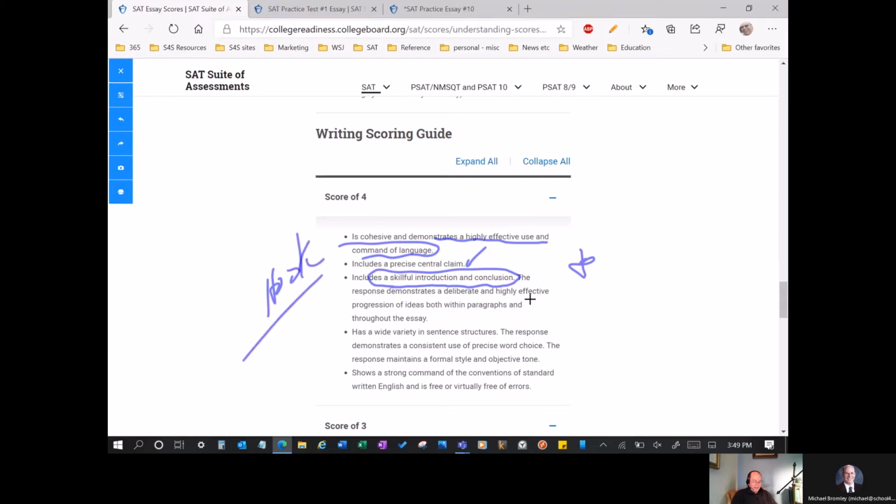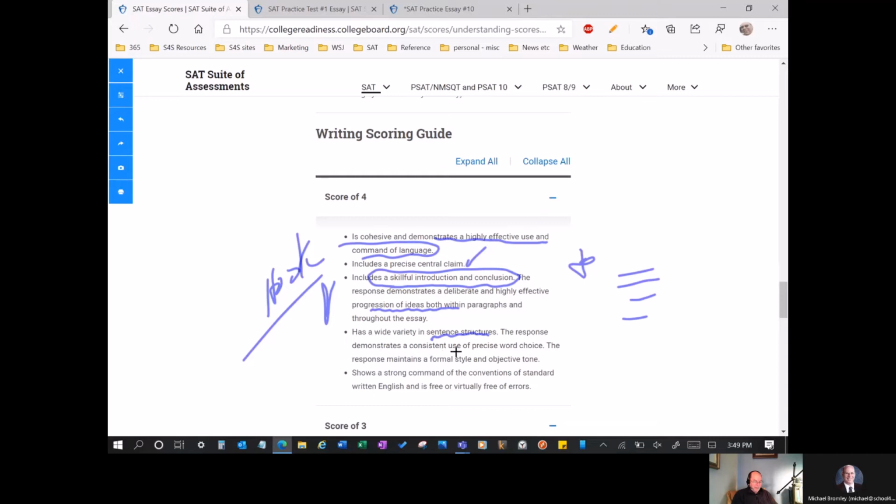The response demonstrates a deliberate and highly effective progression of ideas. In other words, you've got to build your argument. So you really have to think through where you're going to go on this. I would pay attention to this a lot here. It has a wide variety of sentence structures. So just be creative in your sentences. Don't just do A, B, C, and do them all the same. Mix it up a little bit.